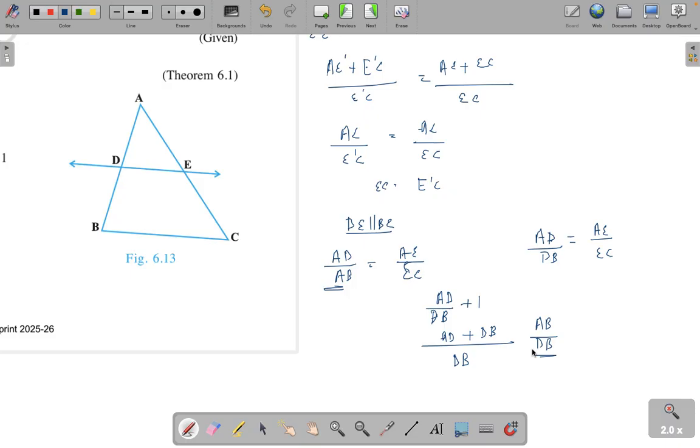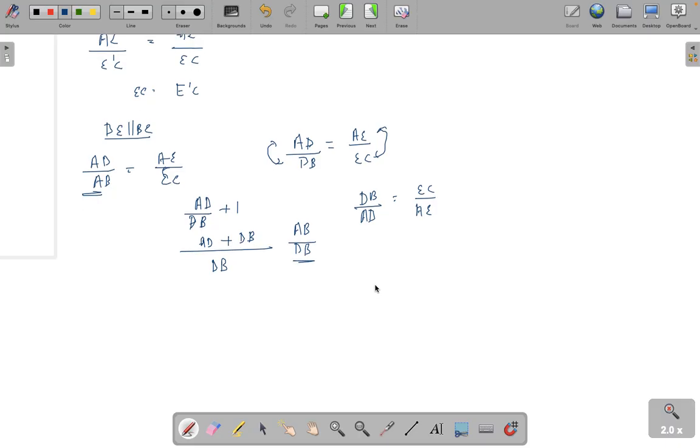We had to take the upper triangle, the smaller triangle. Instead of doing that, you had to first flip this, so that AD becomes the denominator. If AD is the denominator, AD will remain unchanged and the numerator DB will change to AB. So you can write DB upon AD is equal to EC upon AE, right?